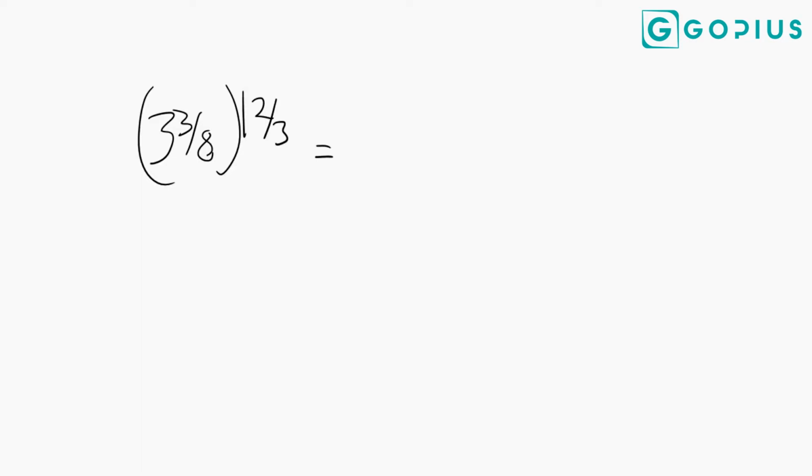So 3 whole number 3 over 8 means 27 divided by 8 raised to the power of 1 whole number 2 over 3. We also change that to an improper fraction where we use 3 to multiply 1, and of course we add it to 2. So 3 times 1 is 3, plus 2 is 5. So this is giving us 5 divided by 3.